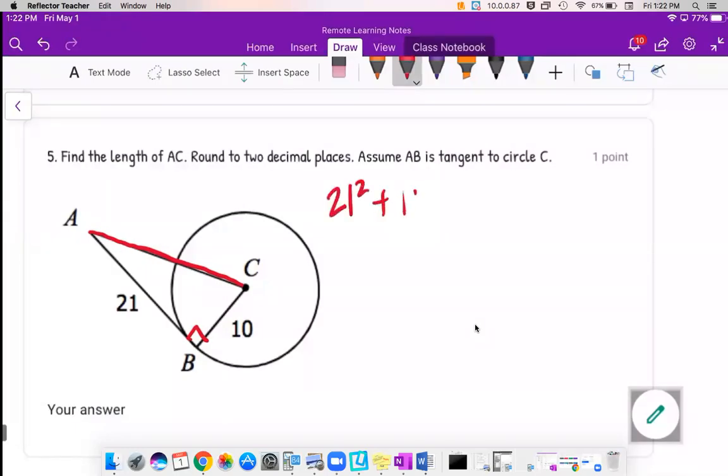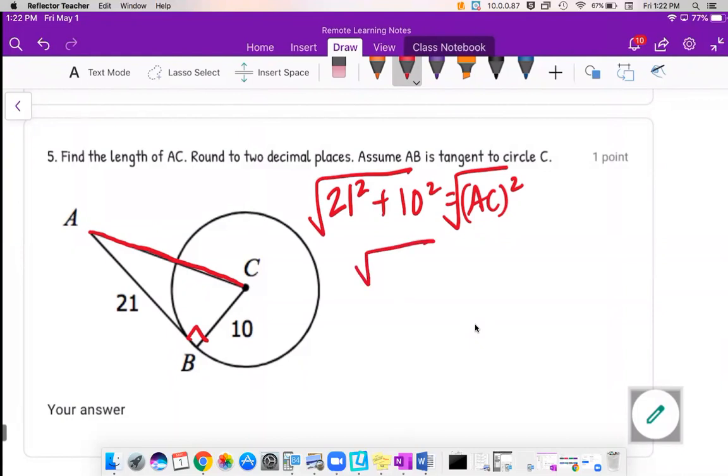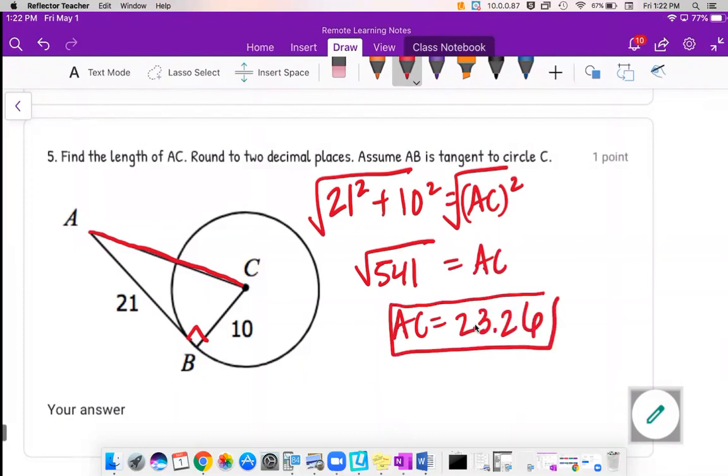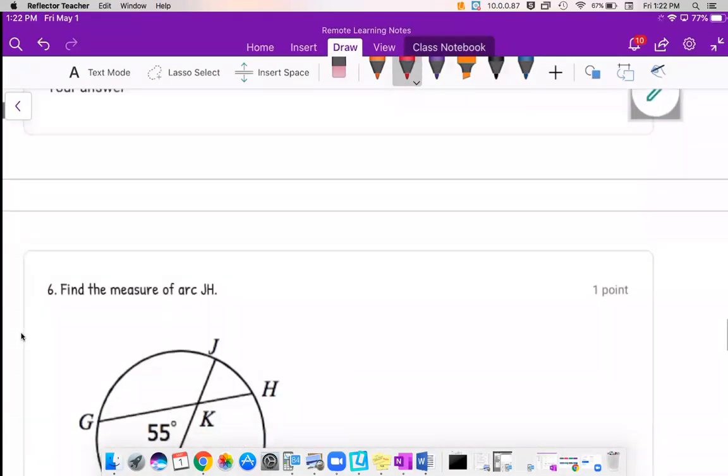So 21 squared plus 10 squared equals AC squared. And then take a square root of both sides, you'll get AC all by itself. So if I do the square root of, and this becomes 541, that makes AC about 23.26. So if you round it appropriately, this one does round up, so you want to make it 23.26, not 23.25, and that would be your final answer for this one.